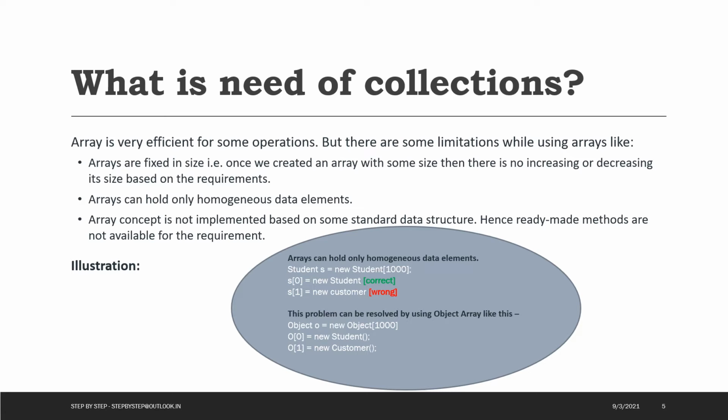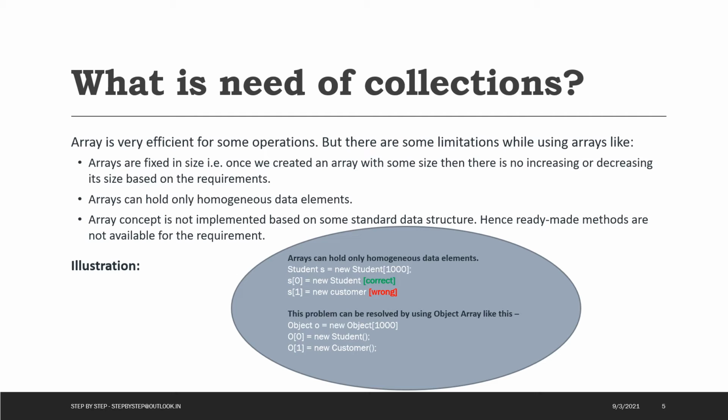So let's understand what we mean that arrays can hold homogeneous data elements. If you observe the example, if I have created an object of student, I can only store the data elements for student only. If I try to store the data elements for customer, it will not work because arrays can store only homogeneous data elements. Although there is a workaround, you can create an array of object and you can easily store the different types of objects. It may be student or customer. So there is a workaround for this second point at least.